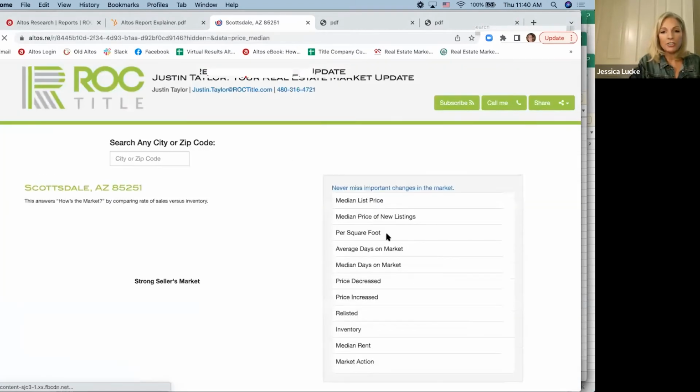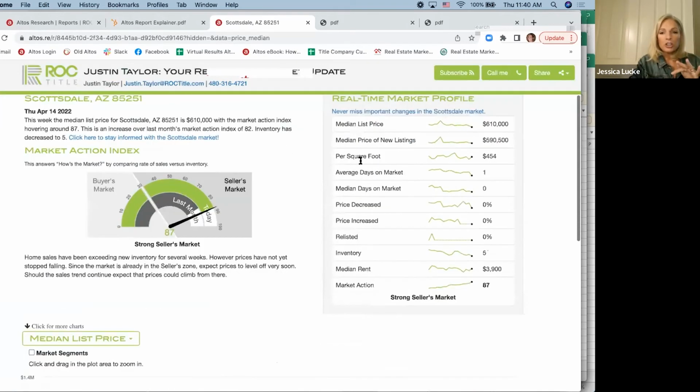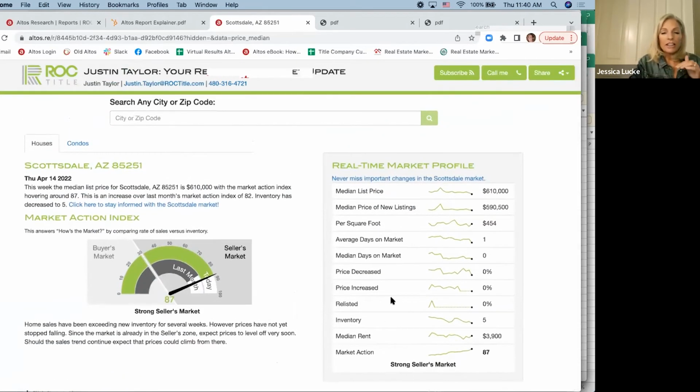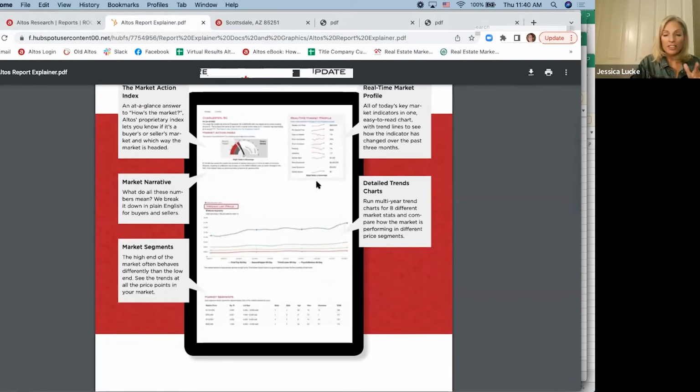All right, so now you've got all of those different possibilities, the search function, and all of the different statistics. Now, in addition to that ebook, we also have this Altos report explainer. This is a high-level view of the different components that make up the report itself. So this is another resource that I can supply to Justin to go ahead and distribute to your team.